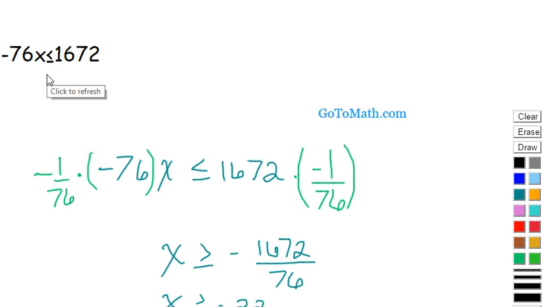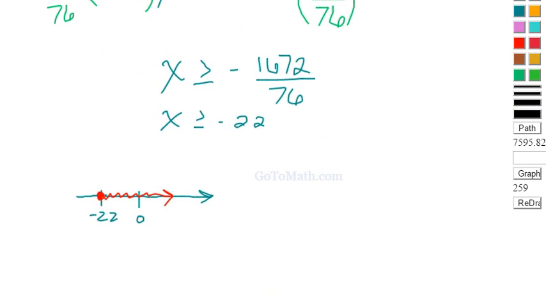So no matter what number we pick to the right of negative 22, if you took this and plugged it into the original, for example, let's look at this up here. If you plug 0 in, what's going to happen? Well, we're going to get 0 times negative 76, which is 0, and 0 is less than 1672. See that? So no matter what you plug in over here to the right, it should make that a true statement.